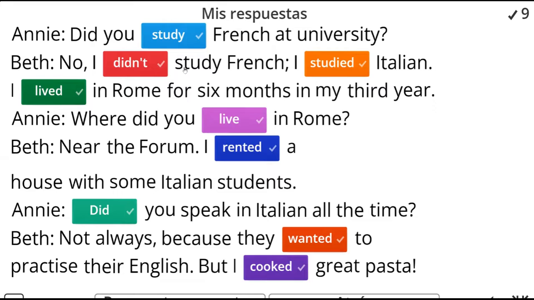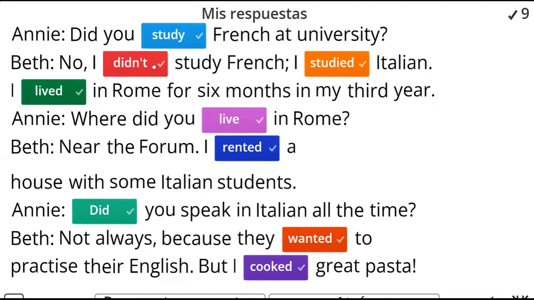So let's listen to them. Carlos, Miguel, you start. Did you study French at the university? No. I didn't study French. I studied Italian. I lived in Rome for 6 months in my third year. Where did you live in Rome? Near the Forum, I rent a house with some Italian students. Did you speak in Italian all the time? Not always, because they wanted to practice their English, but I cooked great pasta.